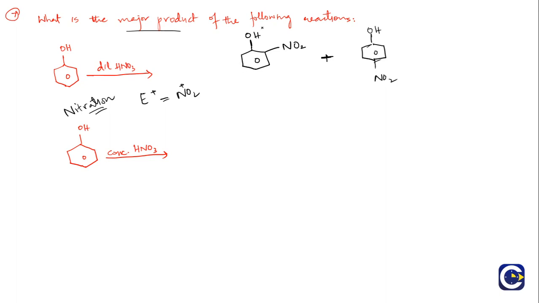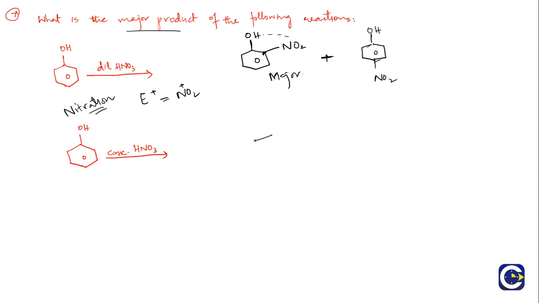So we have to predict the major product. The major product of the two will be the ortho product. Why? Because it is more stable. There is more negative charge on the ortho carbon, so the electrophile easily attaches to that carbon, and the stability is also increased by hydrogen bonding between the nitro group and the hydroxyl group of the phenol. So this is the major product of the reaction.